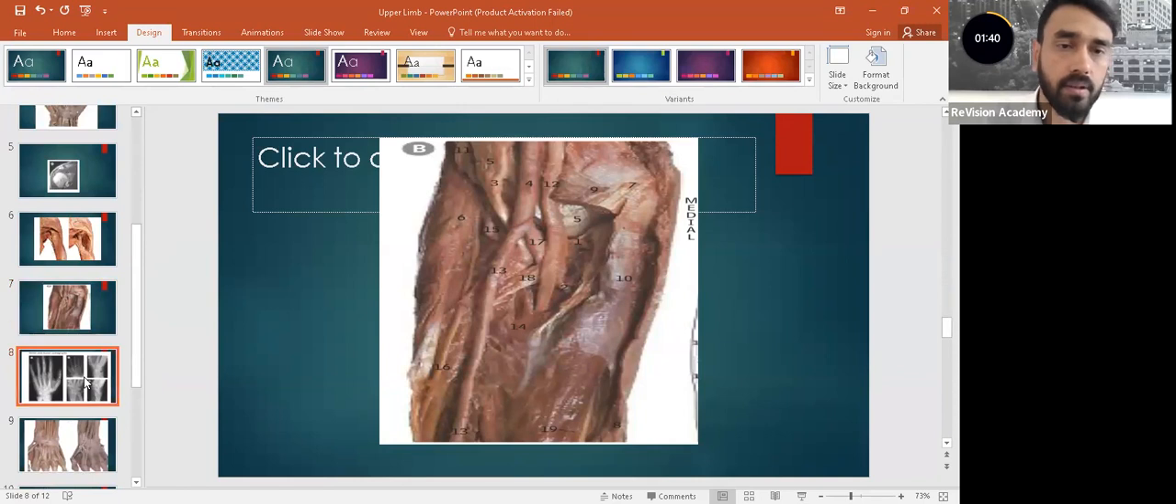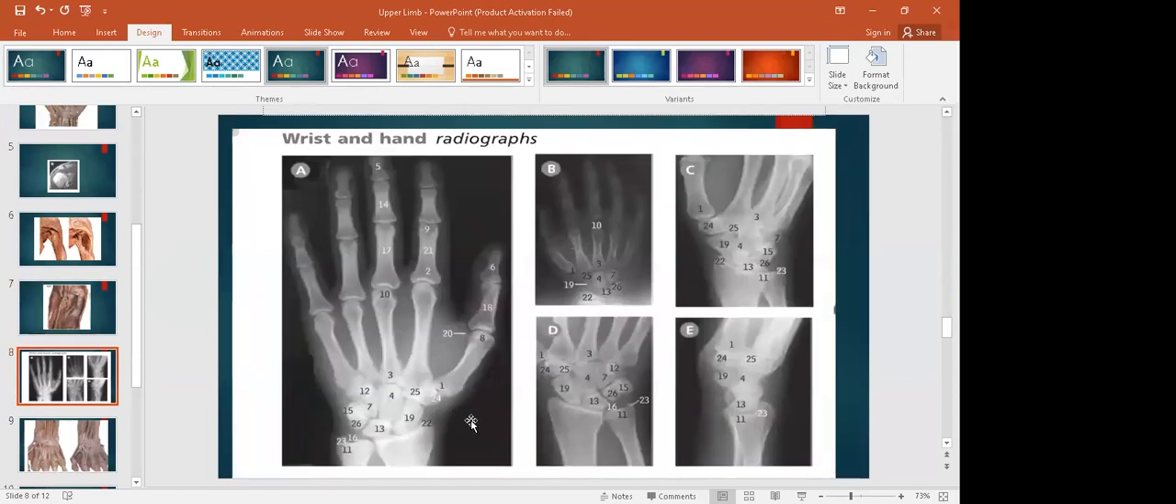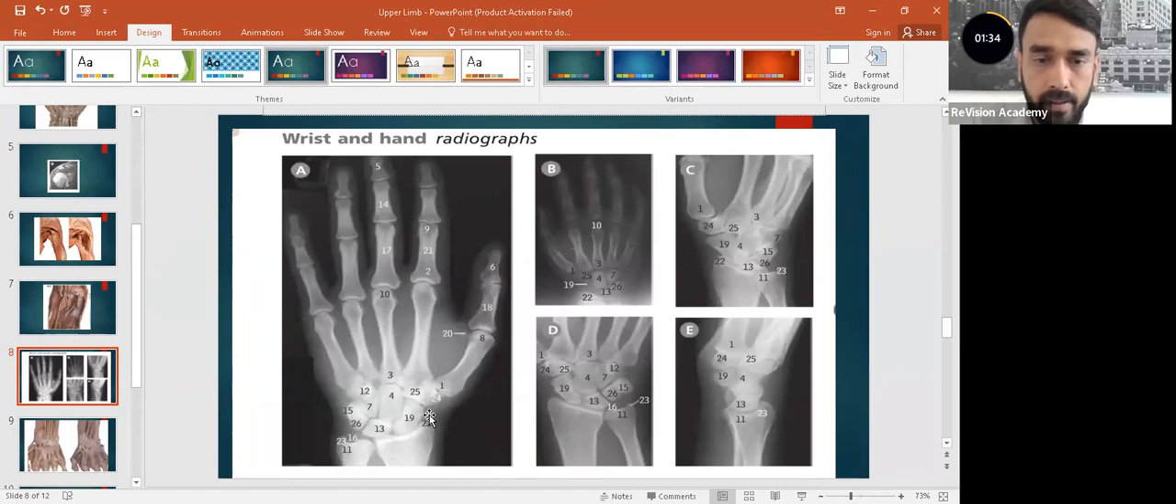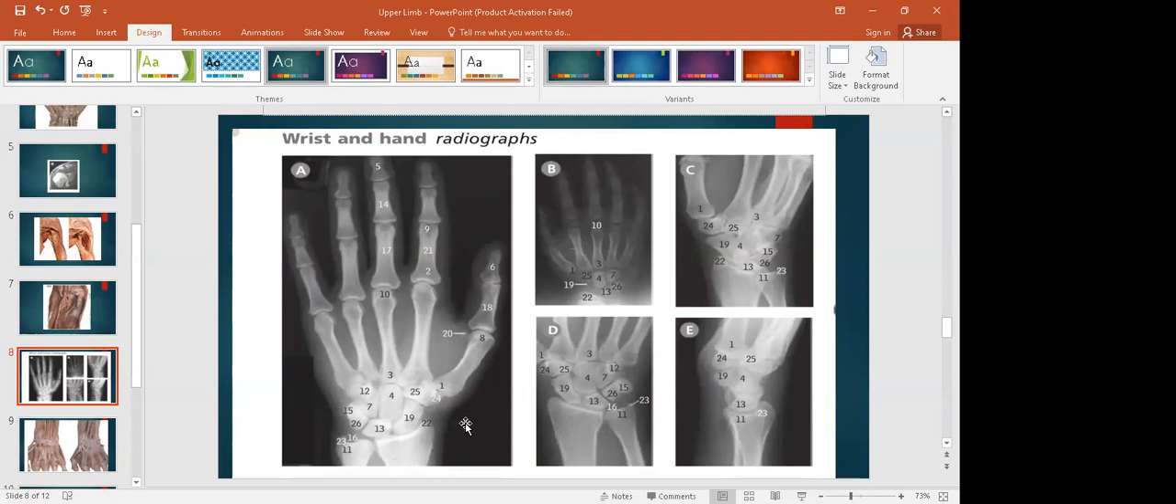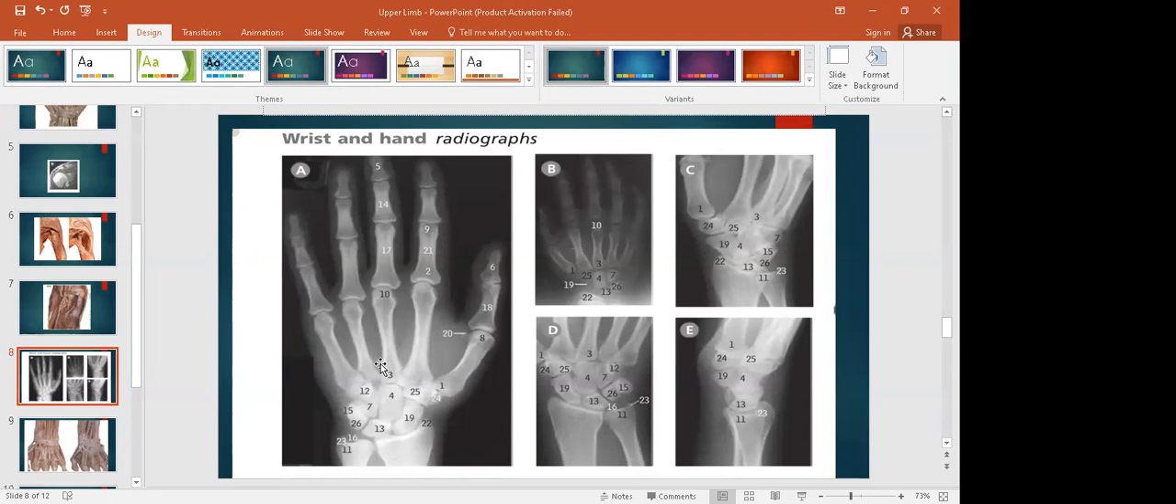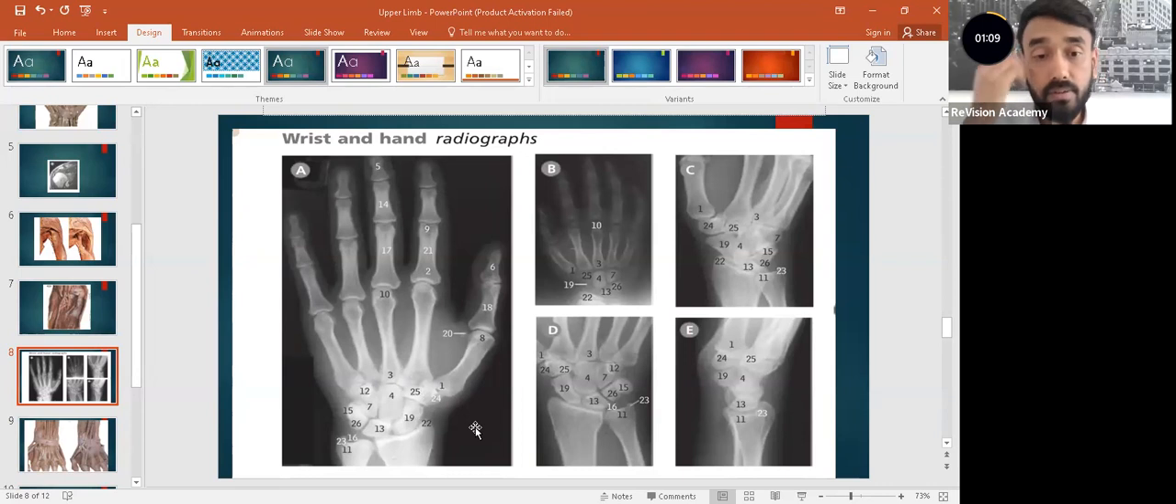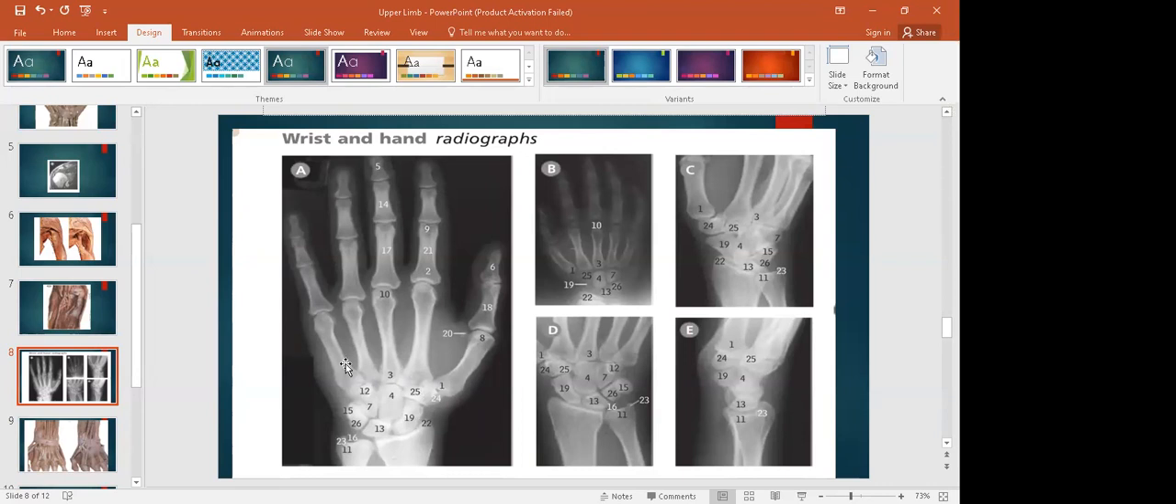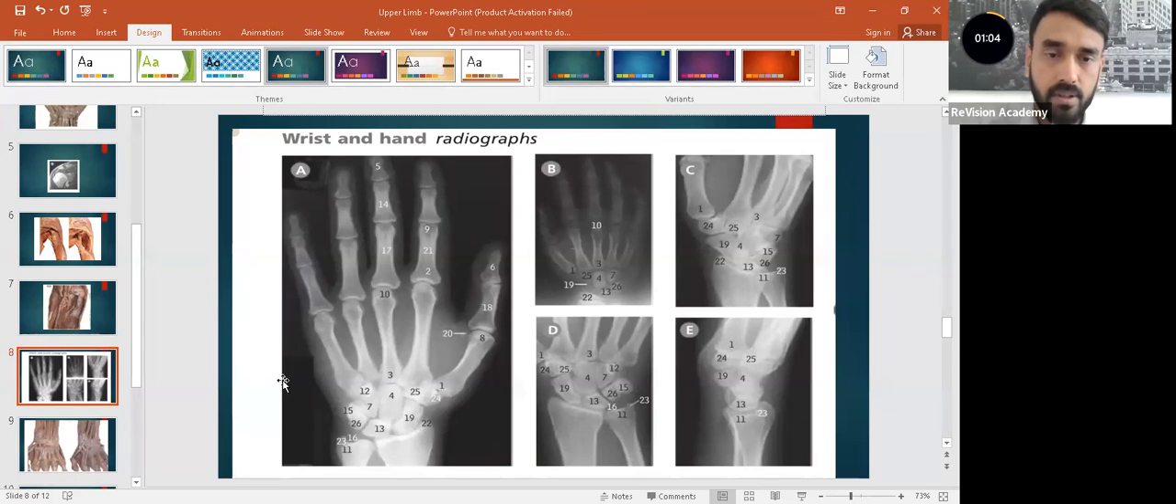Okay, thank you. Can you please identify the pisiform bone and the base of the first metacarpal bone from here? The first metacarpal bone is 19, which is a scaphoid, and the pisiform is number 15. Sorry, the base of the first metacarpal is 1. And the pisiform bone is number 15. Thank you so much.